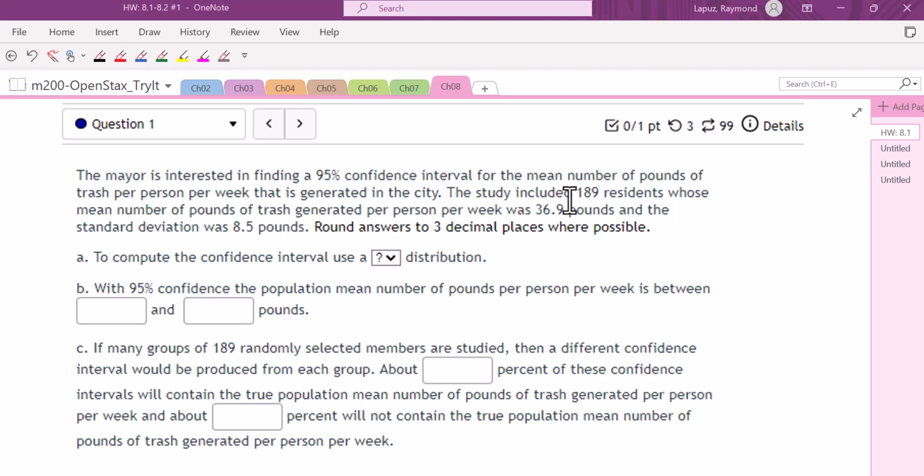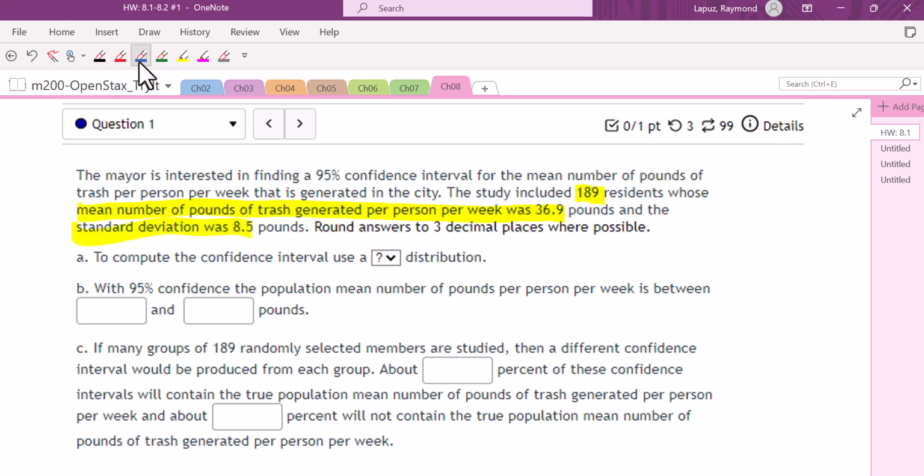So there was a study that included 189 residents whose mean number of pounds of trash per person per week was 36.9 pounds, and a standard deviation was 8.5 pounds. They want us to round to 3 decimal places wherever possible. So first we note that we're looking for 95% confidence, and we are given a sample of 189 residents, and then we have the mean to be 36.9 and a standard deviation to be 8.5.